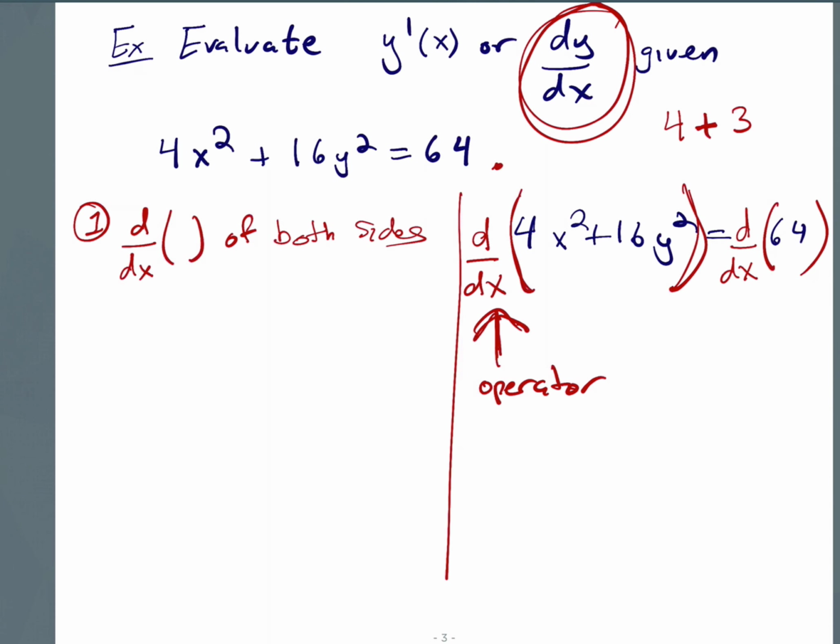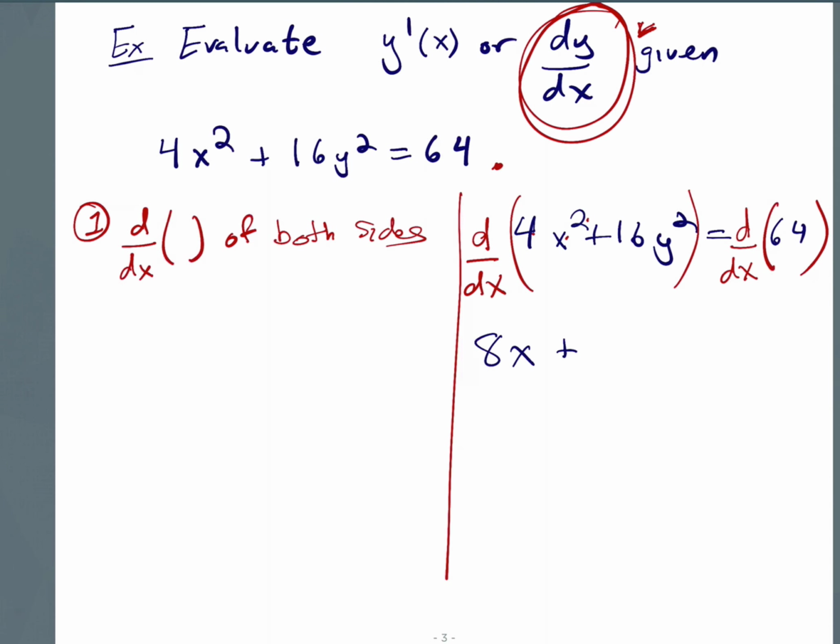Okay, let me erase this other business. So dy over dx is the derivative? Yes. So this is the derivative of y with respect to x. Now, what is the derivative of 4x squared? 8x, right? So this is 8x plus, what's the derivative of 16y squared?